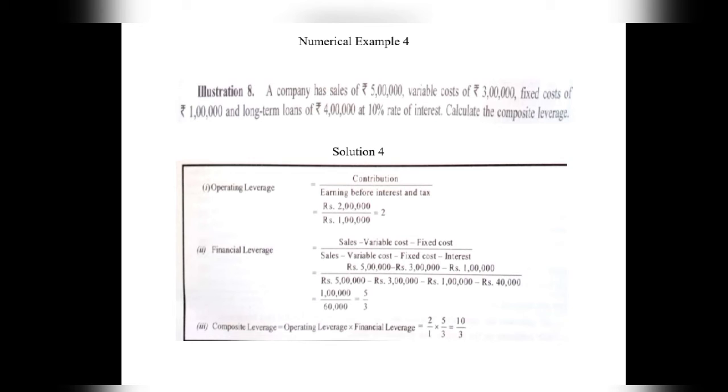Then from that EBIT we have to deduct the interest. So the interest will be calculated on long term loan of rupees 4 lakhs and the rate of interest is 10%. So the amount of interest will be rupees 40,000. Okay, so from EBIT we deduct rupees 40,000. So EBIT is rupees 1 lakh. So 1 lakh minus 40,000. So that comes to rupees 60,000.